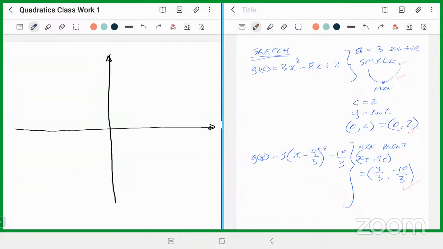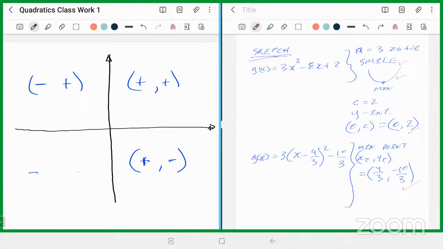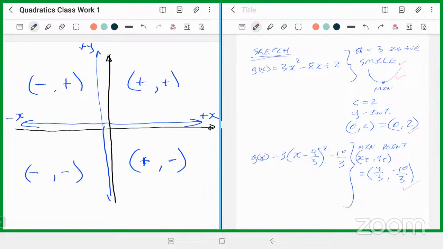Now look, over here we'll have a positive x. Let's mark them out. We'll have a positive x and a negative y. Up here, we'll have a positive x and a positive y. Over here, we'll have a negative x and a positive y. And down here, we'll have a negative x and a negative y. That's how the coordinates work. Positive x goes this way. Negative x is over here. Positive y is up here. Negative y is down here.